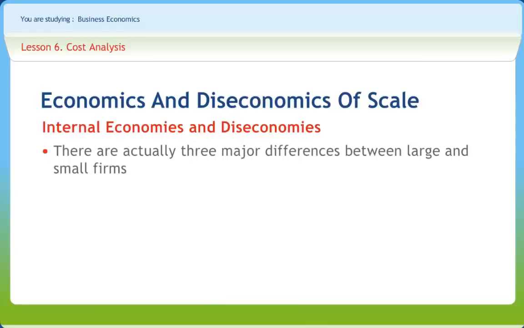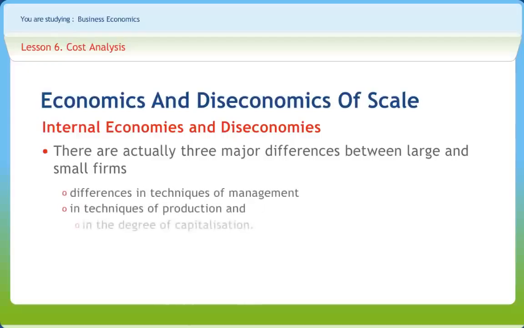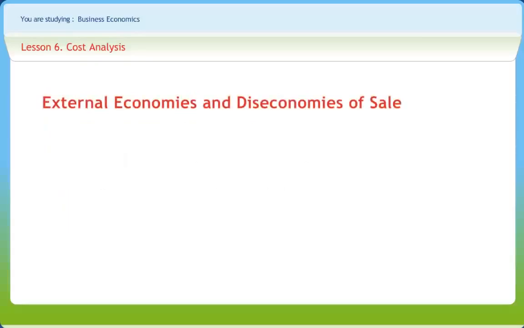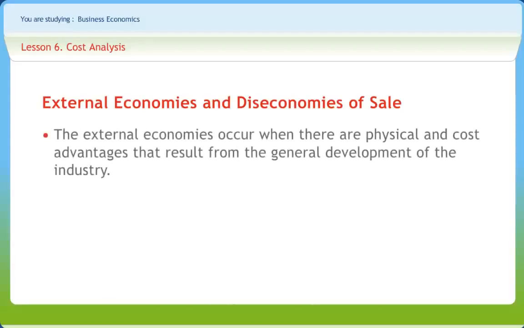There are actually three major differences between large and small firms that can be discussed as differences in techniques of management, in techniques of production, and in the degree of capitalization. In addition to internal economies and diseconomies of scale, there are external economies and diseconomies. The external economies occur when there are physical and cost advantages that result from a general development of the industry. When the industry expands, it offers scope for specialization and skill formation and for lateral and vertical integration.